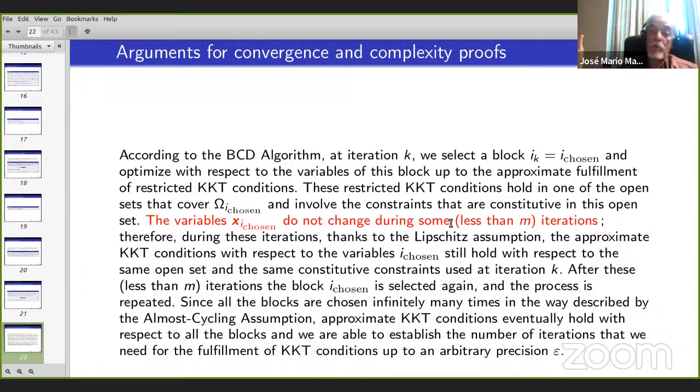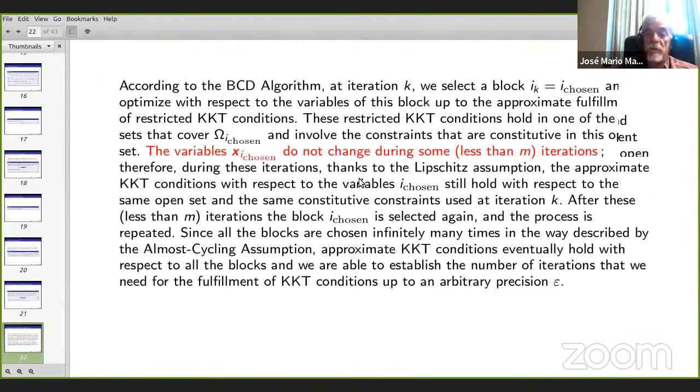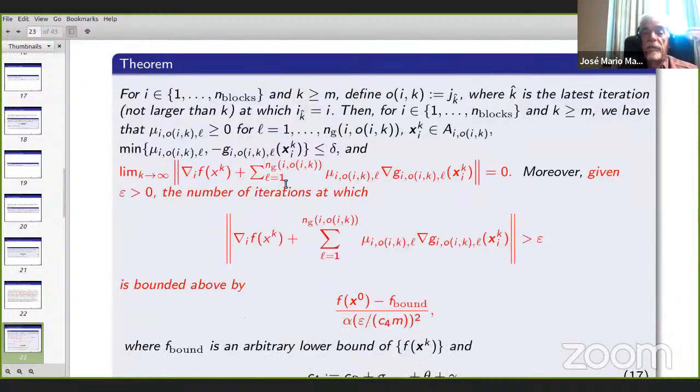Since all the blocks are chosen infinitely many times in the way that I described below, approximate KKT conditions eventually are going to hold with respect to all the blocks, and we will be able to establish the number of iterations that we need for the fulfillment of KKT conditions up to any arbitrary precision. Okay, so this is the proof of this theorem that is stated here.